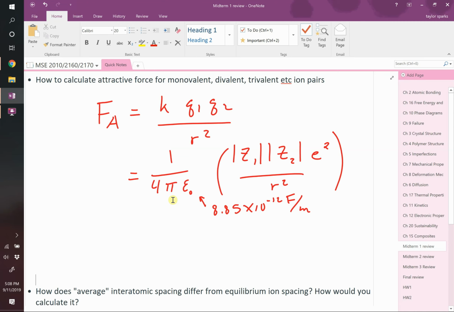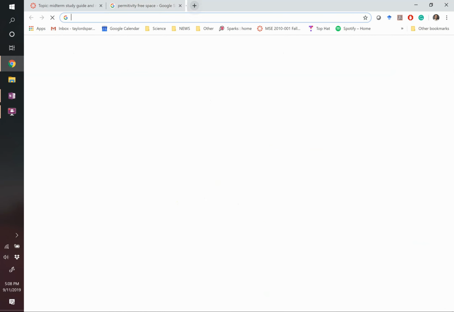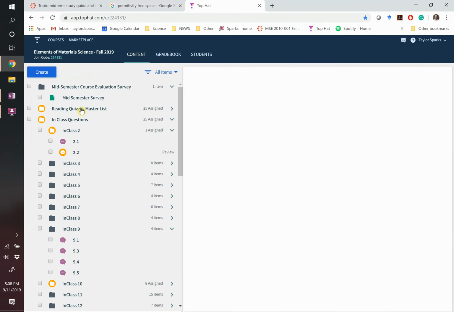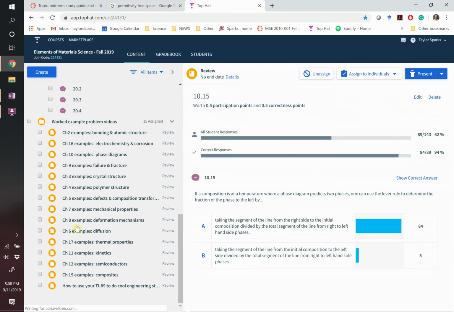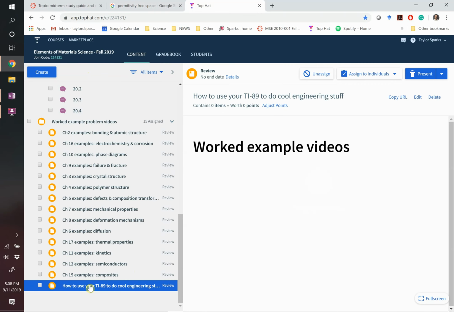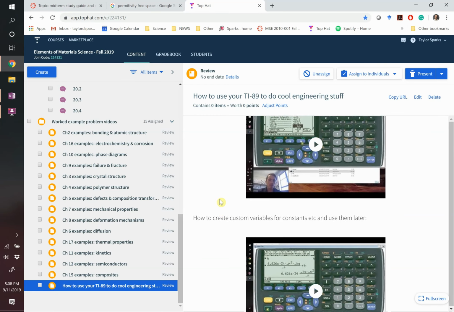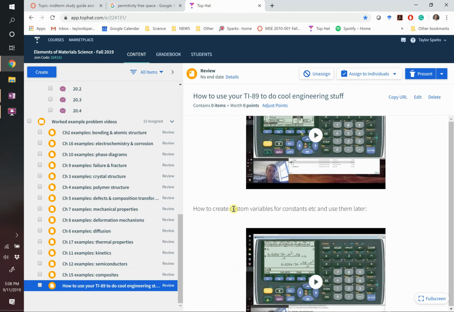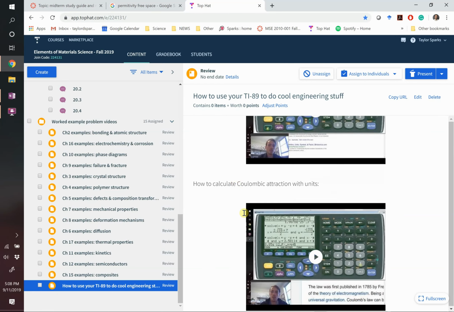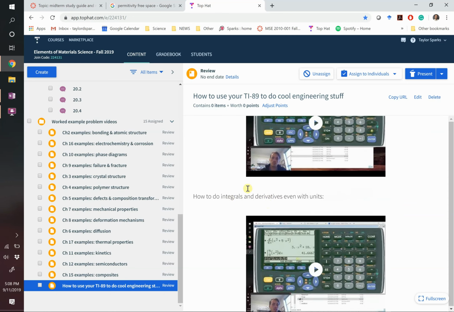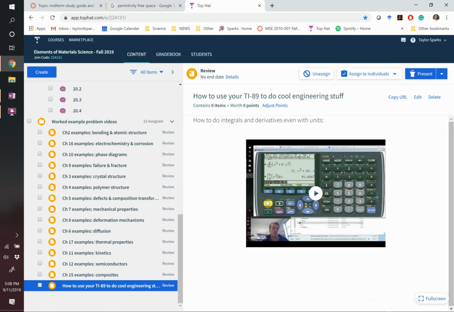If you've never seen this, I've foreseen this amazing thing, that college students aren't using the best tools available. And I've put content up on Top Hat. If you go to the very end, there's the worked homework stuff. There's also this thing, which shows you how to do unit conversions, how to create your own custom variables that have custom units and then use those, how to calculate all sorts of things, solving multiple equations simultaneously with units, doing integrals and derivatives with units.